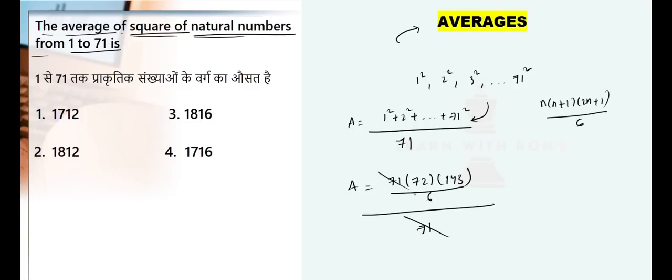71 gets cancelled, 6 1s, 6 2s. So our average is 143 times 12. So unit digit is 6. We have two options, sorry. 12 3s 36, 3 carry forward. 12 4s 48, 3s 51, 5 carry forward. 12 plus 5, 17, 16 is our answer, option number 4.